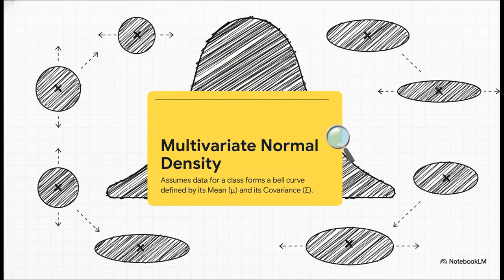Now, every one of these clouds has two properties we care about. First, the mean, which is just the dead center of the cloud. And second, the covariance, which tells us about the cloud's shape. Is it a perfect circle, or is it stretched out into an oval, and which way is it pointing?